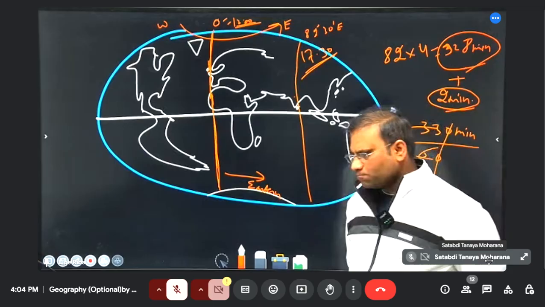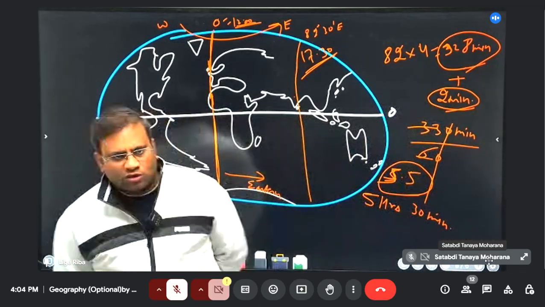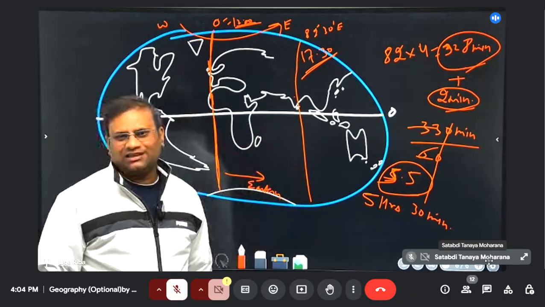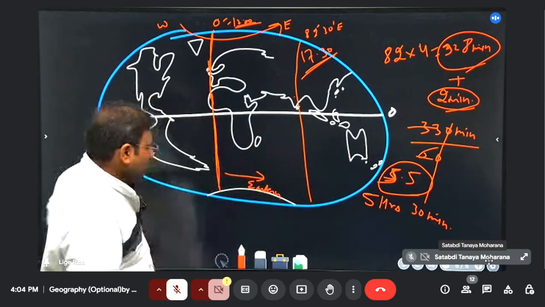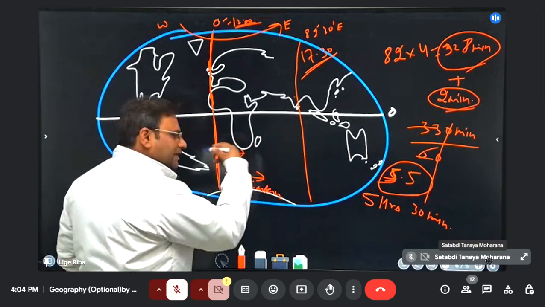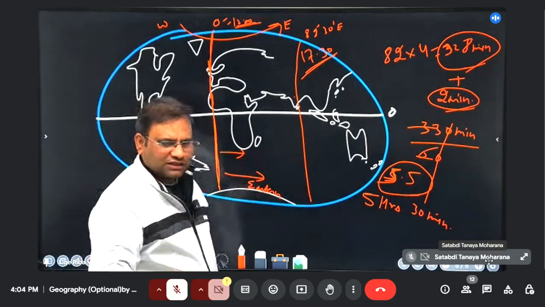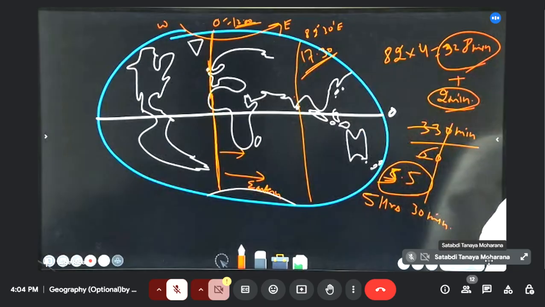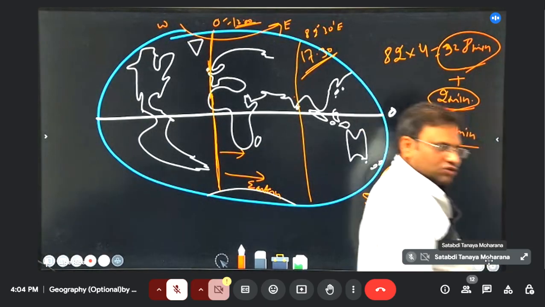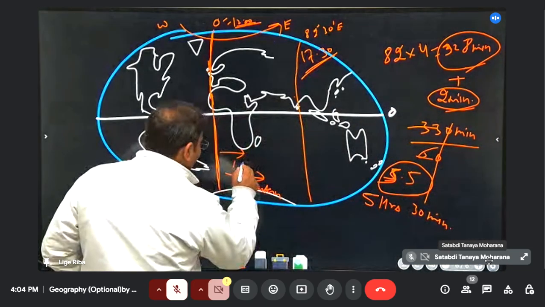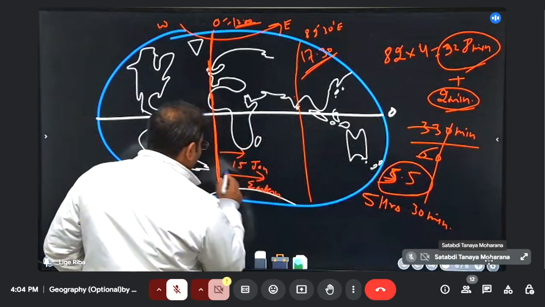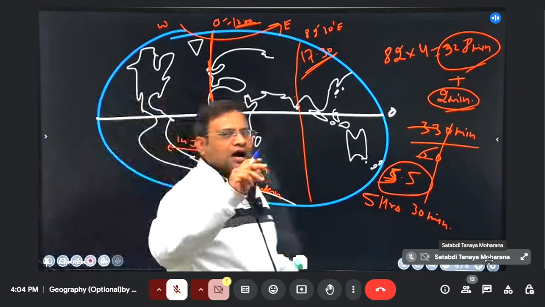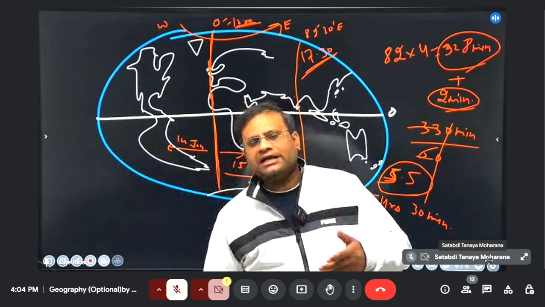Is it done? So earlier the Greenwich line was also used for date calculation. Towards this side it is one date, towards this side it is another date. Like what is the date today? 15th January. So it is 15th January toward this side, but 14th January toward this side, as per the earlier criteria.